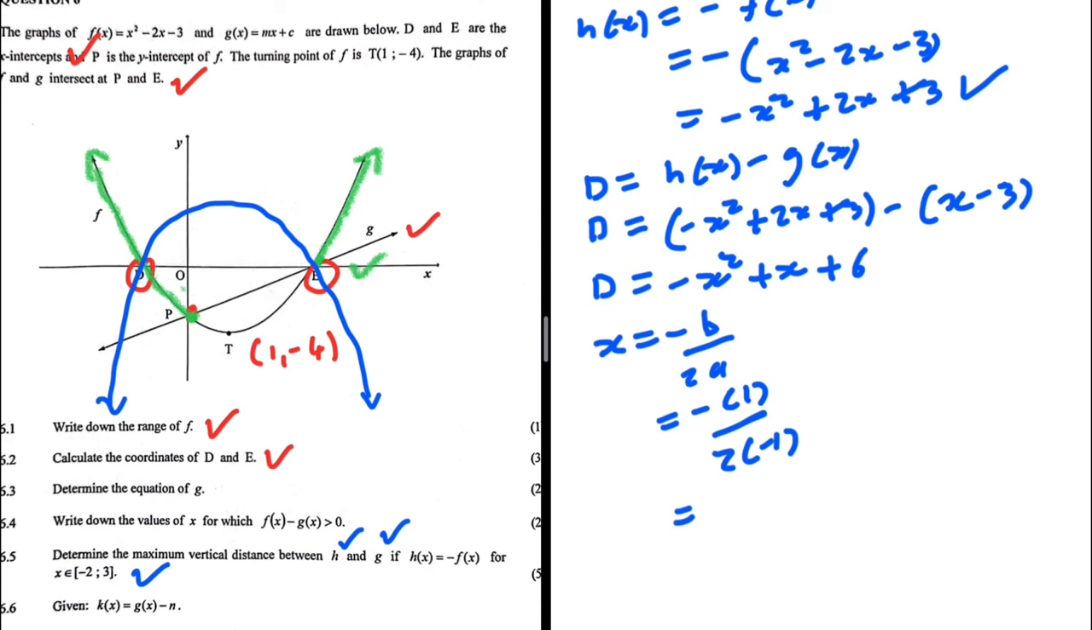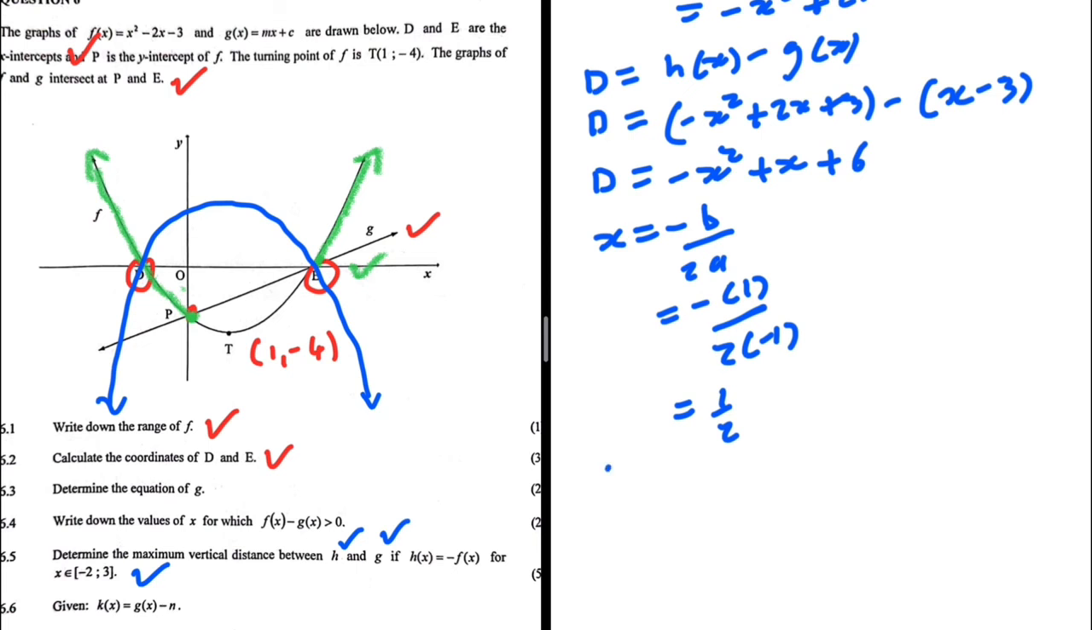That is 1 over 2. So x is equal to a half. So now we can go ahead and find the distance. The distance is going to be minus, and then in place of x we have a half squared, plus a half plus 6. Let me just put that in my calculator. So minus a half squared plus a half in place of x plus 6.